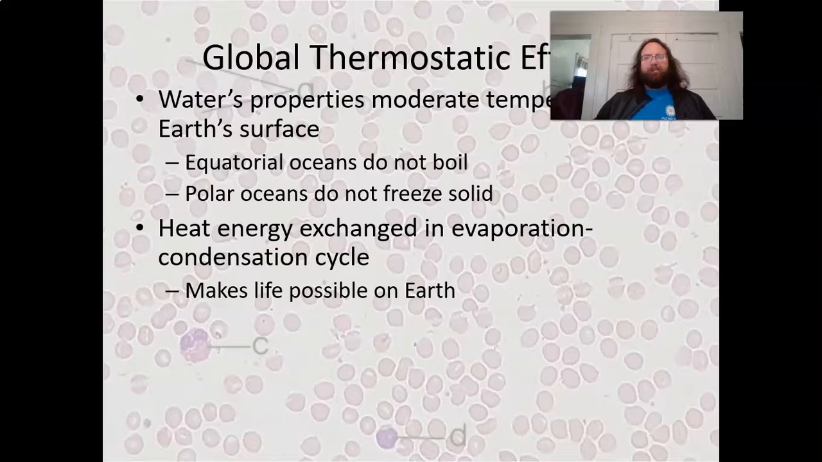But this is why we don't have our equatorial oceans boiling. This is why our polar oceans do not freeze solid. We do get sea ice, though we're getting less of it generally each year. And because of these properties, life on Earth is possible. If we had boiling oceans at the equator and frozen oceans down to the bottom at the poles, life would not be possible. So high latent heat is an important property.